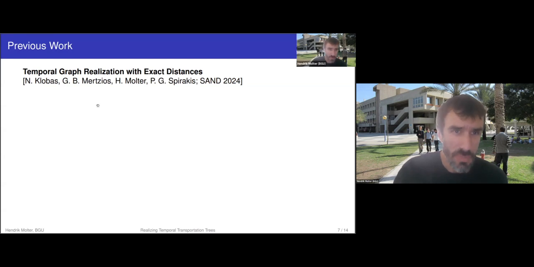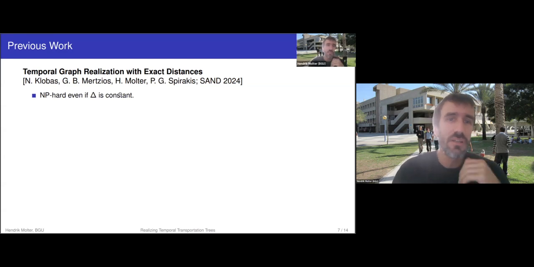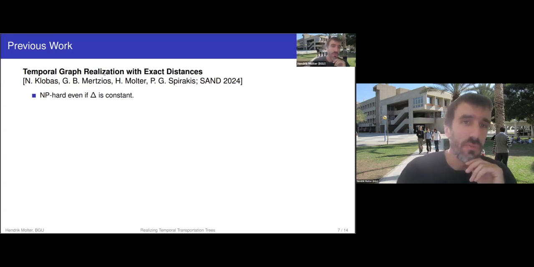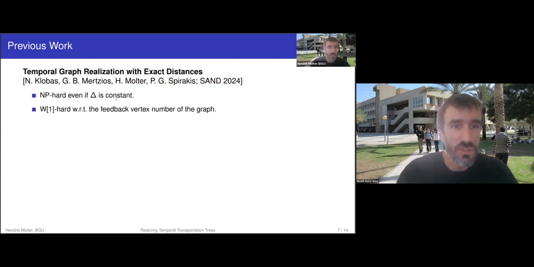So, by the way, this is not the paper title. I just wanted to illustrate what these papers are about. So here, the problem, we require the distances to be exact, but we don't restrict the graph to be a tree. And this is NP-hard even if delta is a constant.